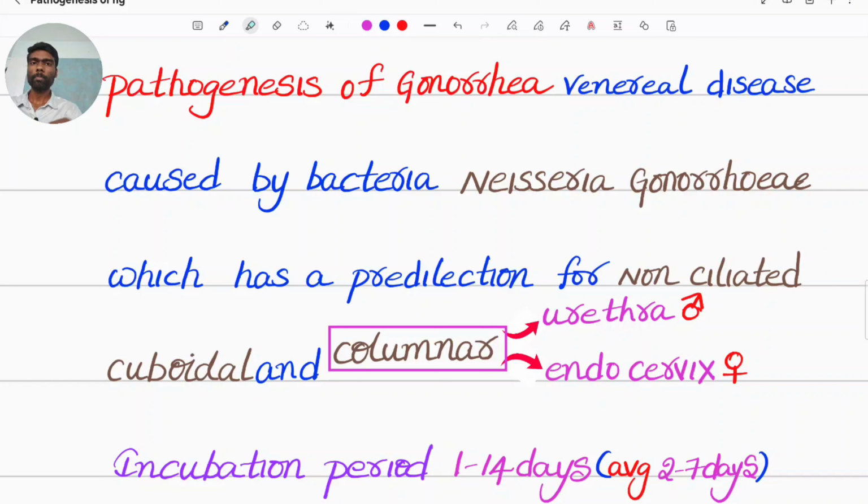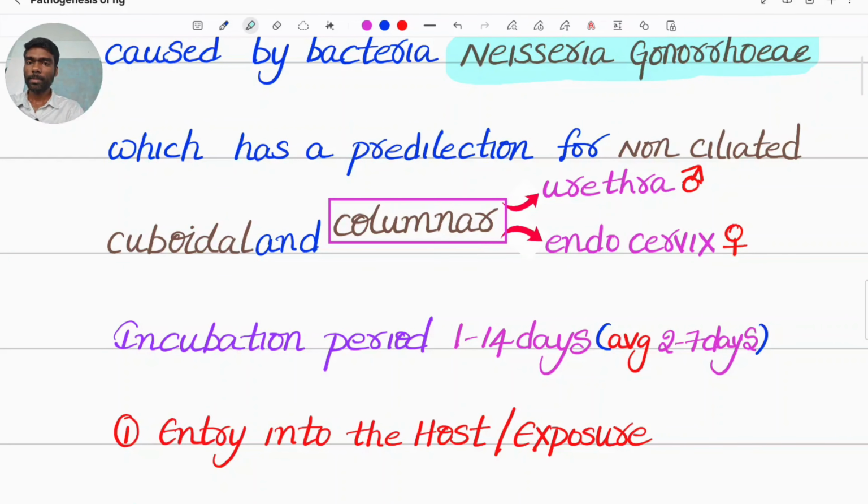Pathogenesis of gonorrhea. We already know gonorrhea is a venereal disease caused by the bacteria Neisseria gonorrhoeae. Before watching this video, I recommend you watch my previous video on the biology of Neisseria gonorrhoeae for a clear understanding. This bacteria has a predilection for non-ciliated, cuboidal and columnar epithelium. Remember, non-ciliated.